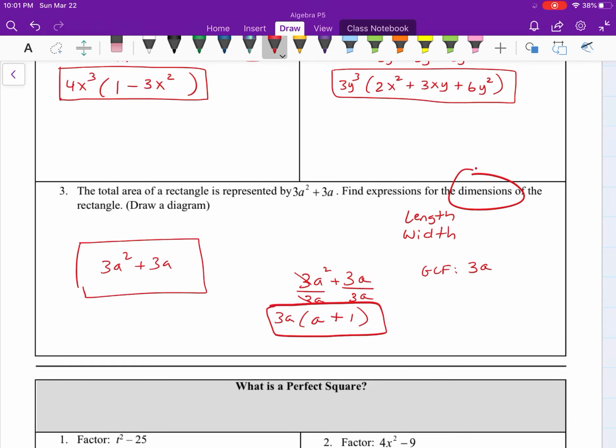Okay. So that means the length or the width, whatever you want to do. This side would be 3a, and the other side could be a plus 1.